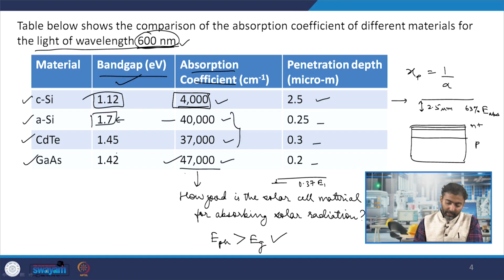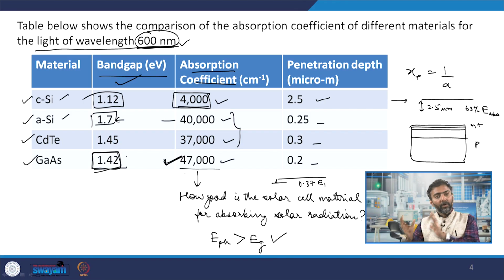And gallium arsenide is almost in between. If you look between crystalline silicon and amorphous silicon, gallium arsenide is almost midway, and so it enjoys both the benefits. It has a very high absorption coefficient and a medium band gap. So, out of all the absorbed photons, a significant number are useful for creating electron hole pairs and the photocurrent, and that is why gallium arsenide is the winner here. But crystalline silicon, with its low band gap, comes second best.